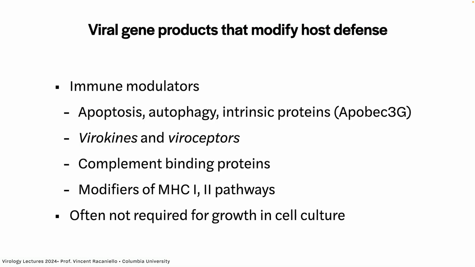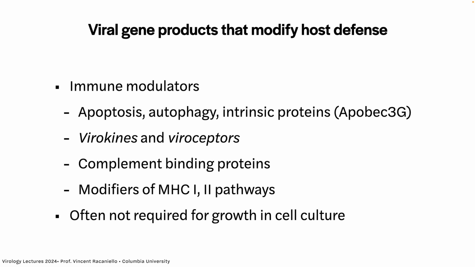Some of the viral gene products, the proteins, on the other hand, that we've identified can be virulence factors or determinants. Here are the immune modulators. We have a lot of those. We have genes that antagonize intrinsic responses like apoptosis, autophagy, ApoBac3G. We talked about some of those viral proteins that antagonize these cell processes. And if you mutate them, then the virus can't antagonize these processes, so they will be cleared and the virus will be less virulent.